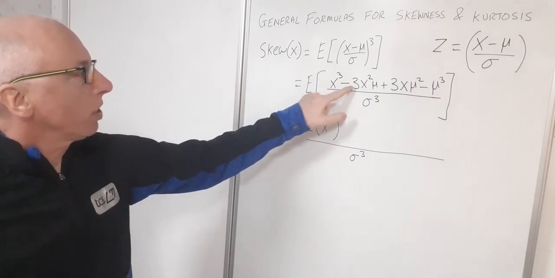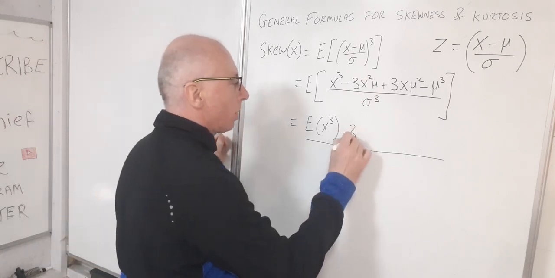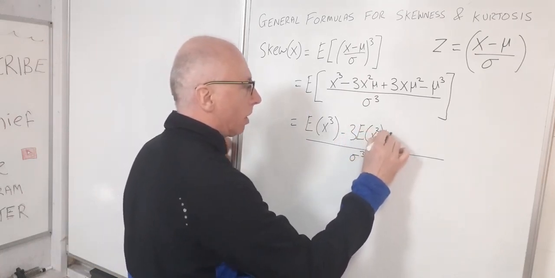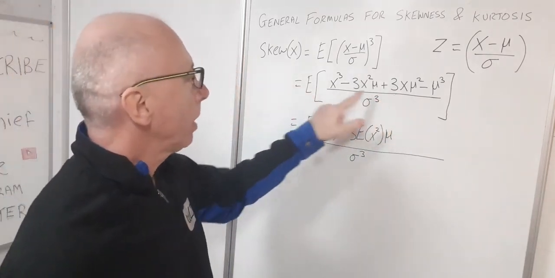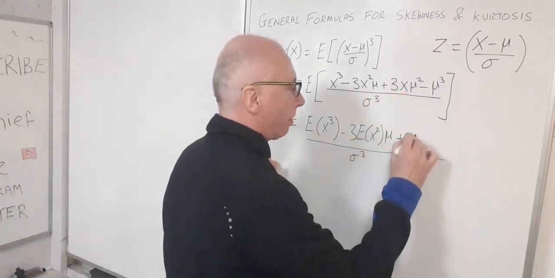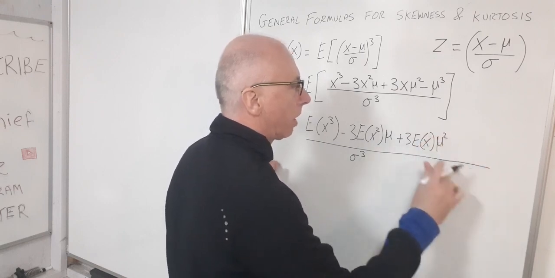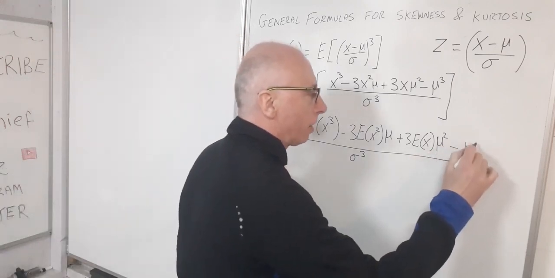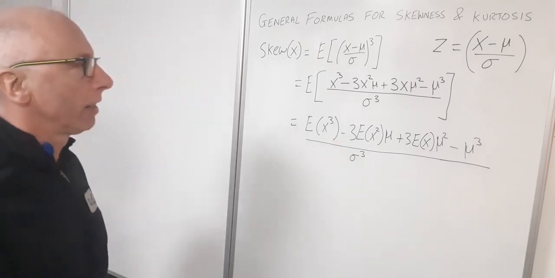Next we've got the expectation of 3x squared mu. So for this we'll write minus 3 times the expectation of x squared times mu. And then similarly for this one, expectation of our random variable. So we've got plus 3 times the expectation of x times the population mean squared. And here we've got mu cubed. So we just leave that as mu cubed. Okay, so that takes care of that.